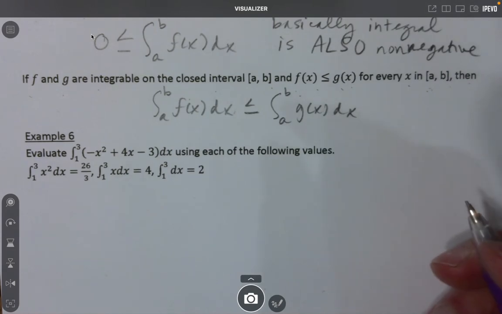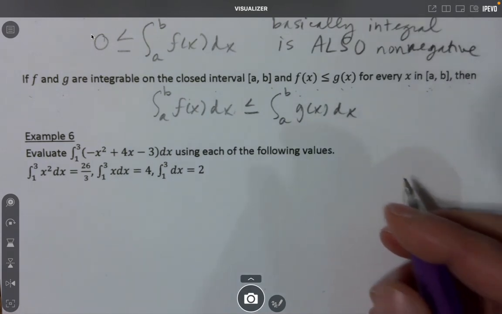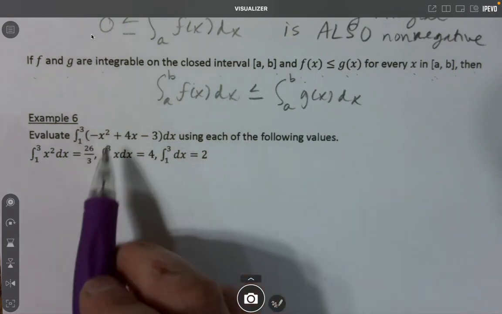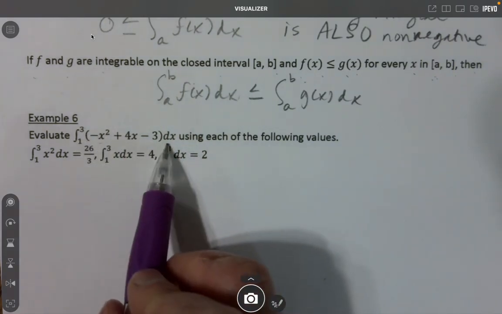So we're going to play around using some of those properties up above. We have this integral from 1 to 3 of negative x squared plus 4x minus 3 dx.